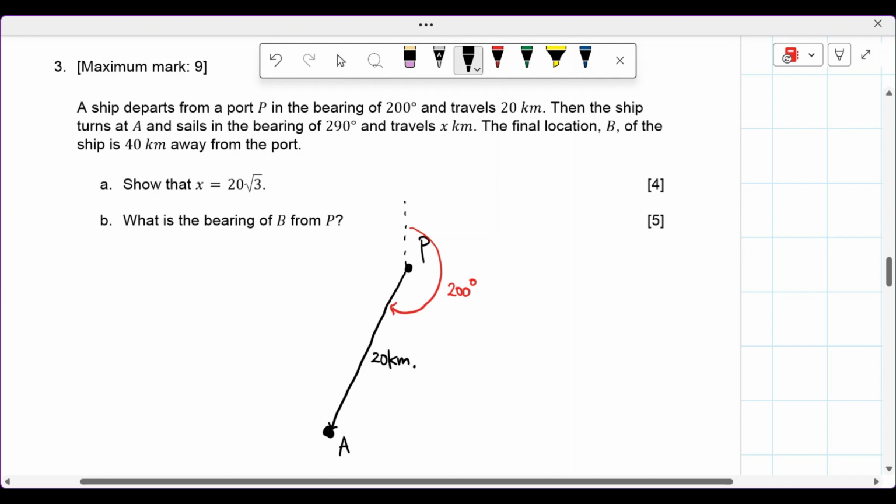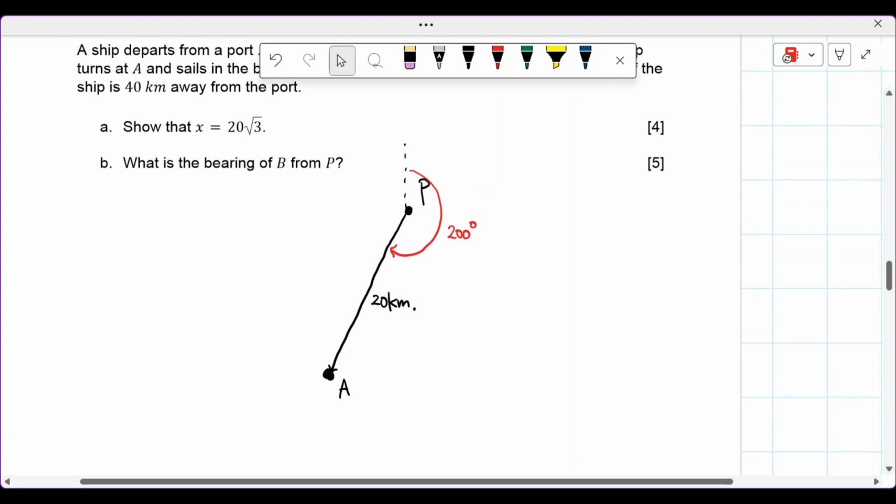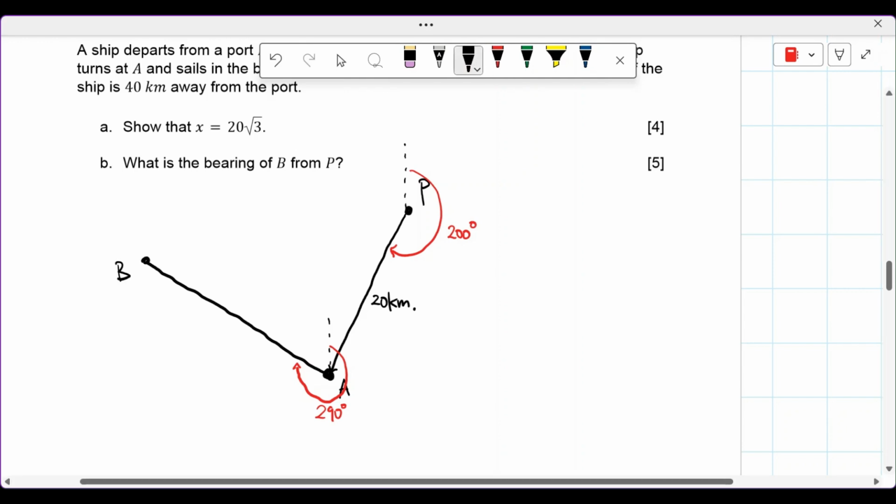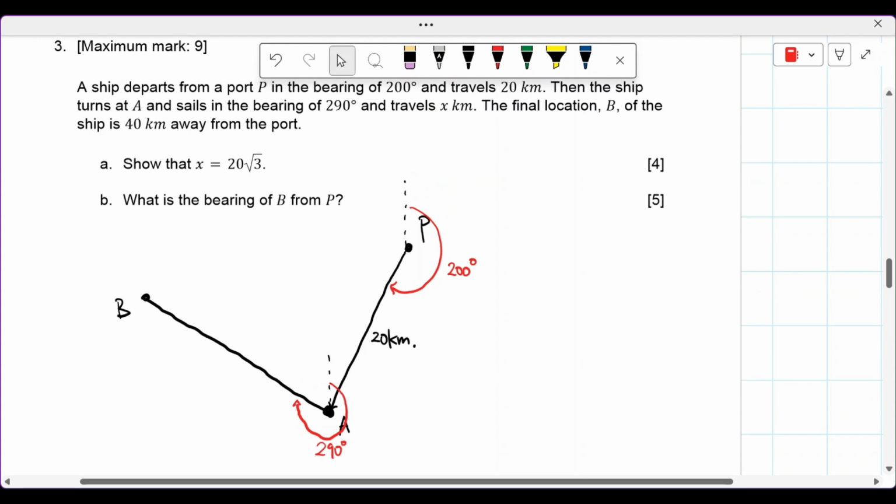And sails in the bearing of 290 degrees and travels x kilometers. So from here, once again from the true north, 290 degrees, that's a bit more than 270 degrees. So that's about this way. We travel x kilometers, and we arrive at point B. And the final location is 40 kilometers away from the point P. So that's approximately 40 kilometers here.